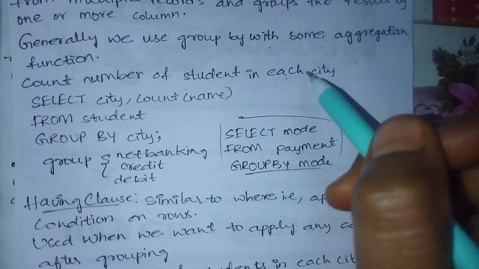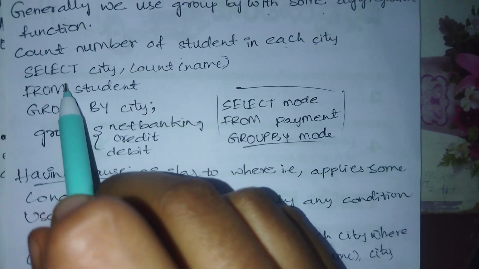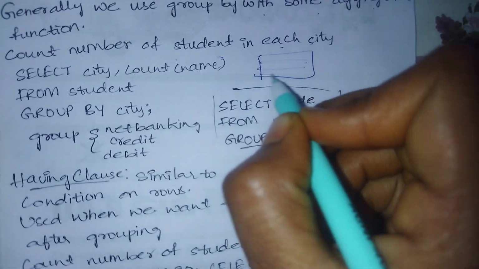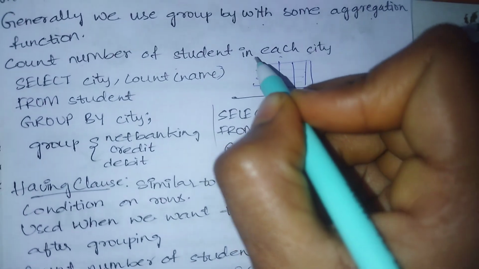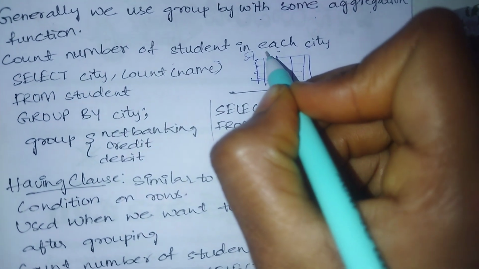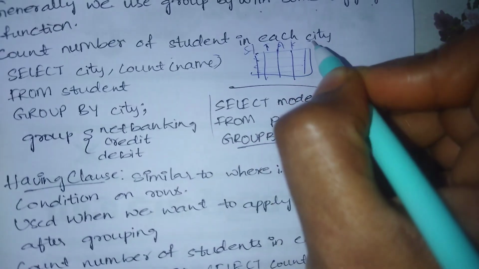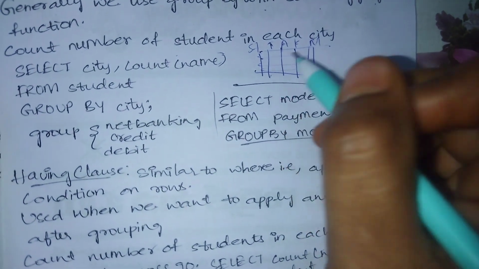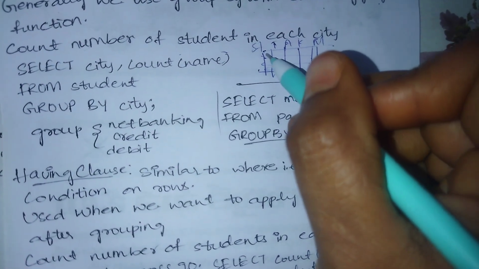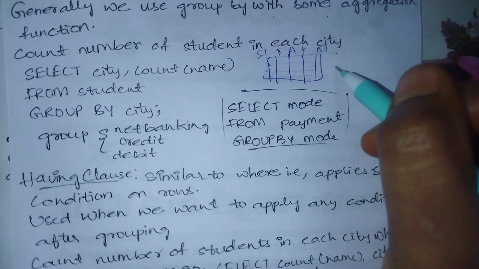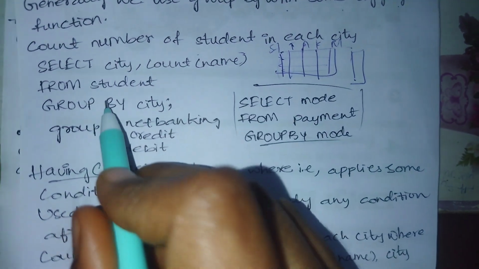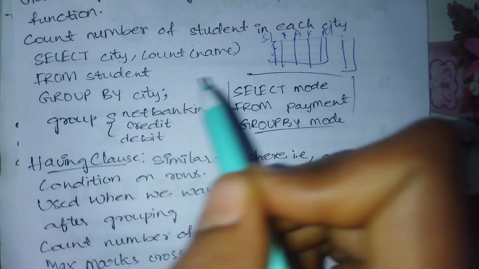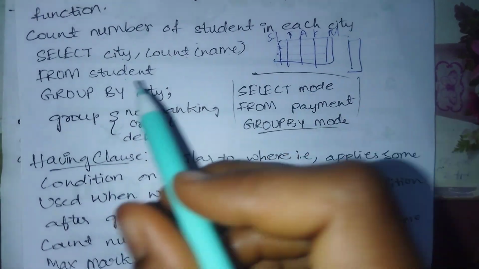Count the number of students in each city. In a table there are students from different areas like Telangana, Andhra Pradesh, Karnataka and Maharashtra. From these different areas we are counting the students, taking the row values and writing them into the column representation. Select city, count name from student table group by city.